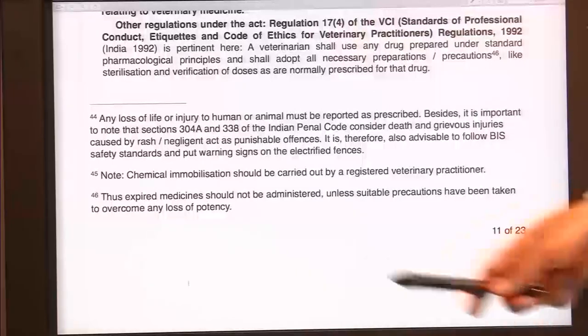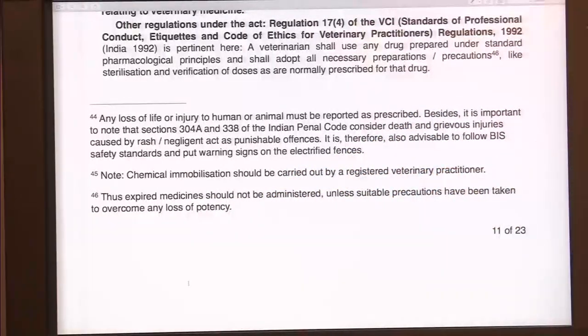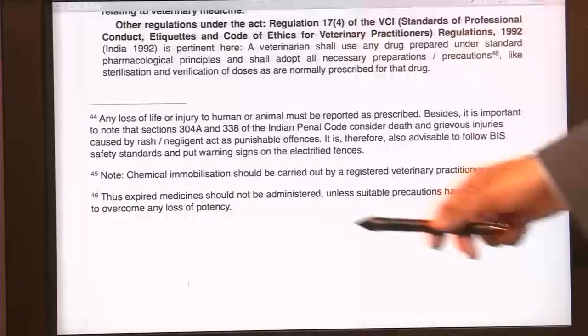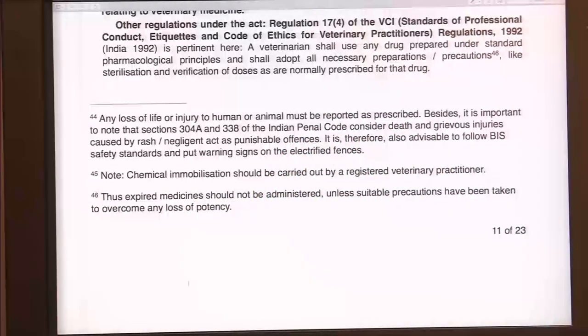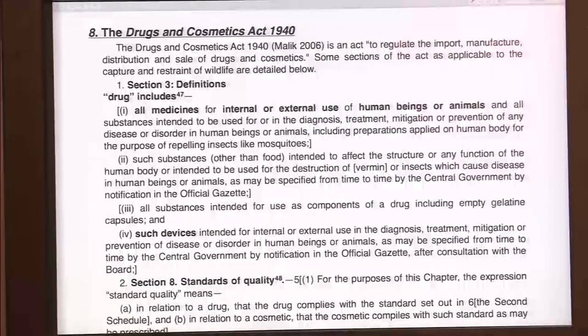Now, it also means that expired medicines cannot be administered on wild animals unless the veterinarian thinks that he or she has taken suitable precautions to overcome any loss of potency of these drugs. But as a rule, expired medicines should not be used on wildlife as far as possible. Only in cases of exigencies or emergencies can the veterinarian make an informed decision, but that should be the exception, not the norm. Next, we have the Drugs and Cosmetics Act of 1940.